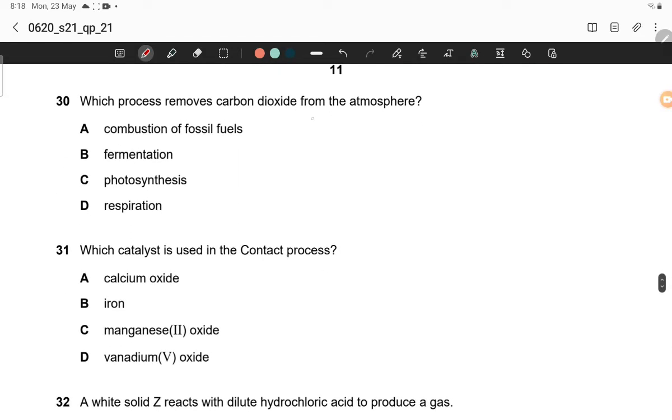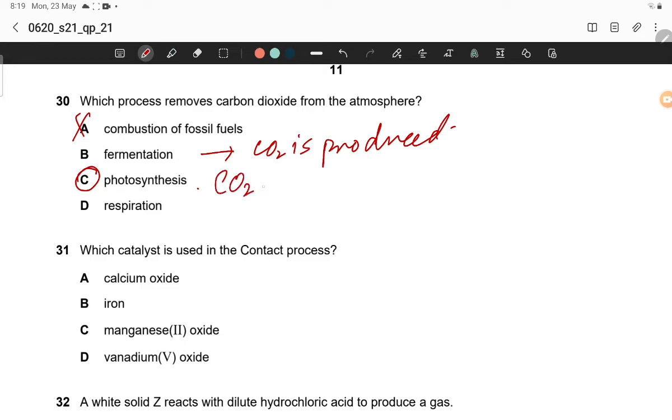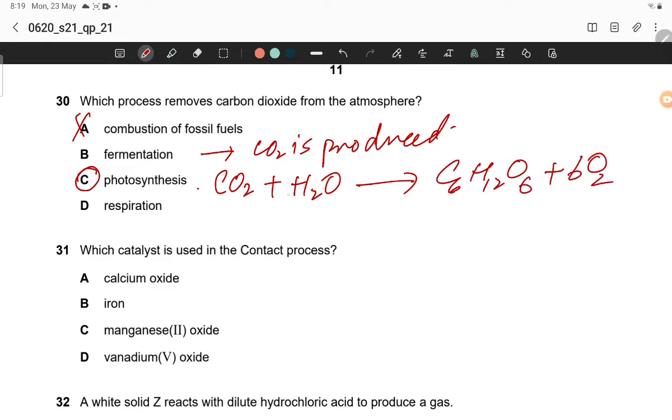Which process removes carbon dioxide from the atmosphere? Combustion of fossil fuels, no. Fermentation, no, carbon dioxide is produced in fermentation. Photosynthesis, yes, photosynthesis removes carbon dioxide because it forms C6H12O6 plus 6O2. So option C is correct.